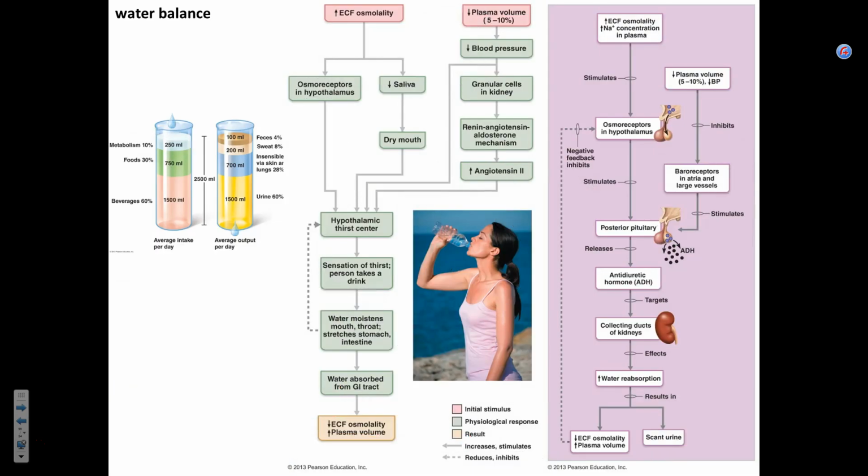Now we're going to talk about the balance of certain key chemicals. We're going to start with water. So this is where you get water from. 10% of your water is produced by your metabolic processes, your cellular respiration. You take a certain amount with food and a certain amount with drinks. So on this image, drinks account for 1.5 liters.